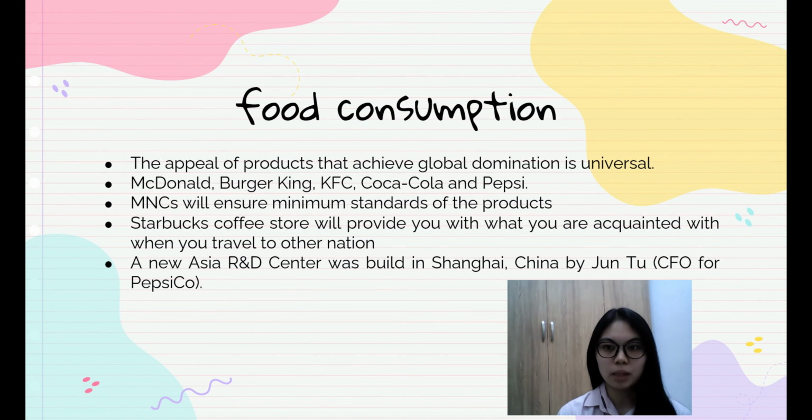The patterns of consumption change in economic development. Firstly is food consumption. The food preference of people might be changed nowadays. The appeal of products that achieve global domination is universal. For example, the company of fast food such as McDonald's, Burger King, and KFC, soft drinks like Coca-Cola and Pepsi.